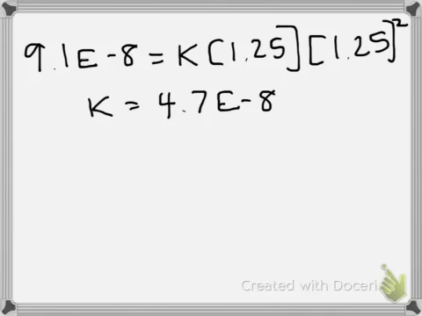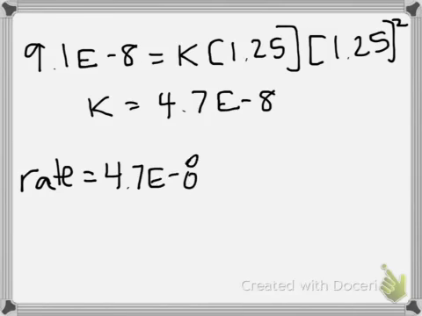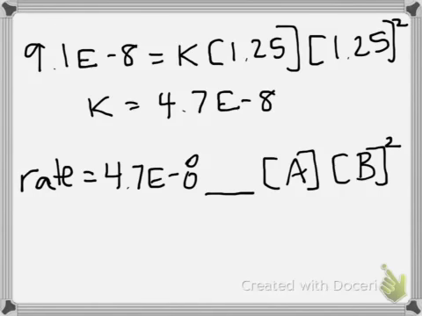Now let's put that all together. My generic rate law is going to be as follows. A rate is going to be dependent on 4.7 times 10 to the minus 8. I still need to put in units here, so hold on. The concentration of A raised to the first power and the concentration of B raised to the second power, which means now if I plug in my concentration of A and B, I will be able to determine the rate.